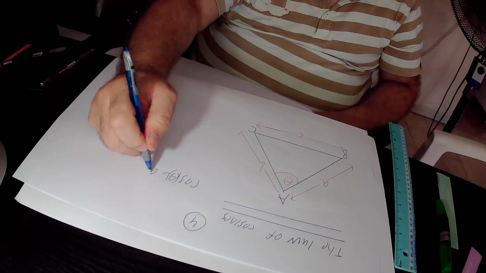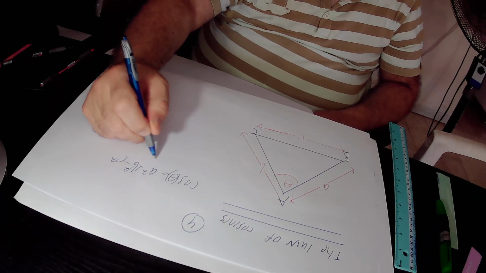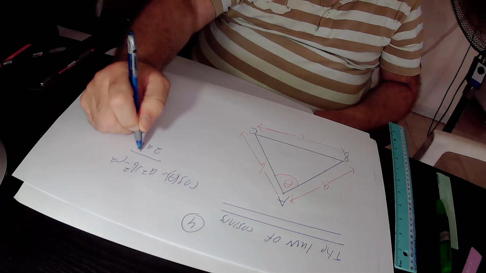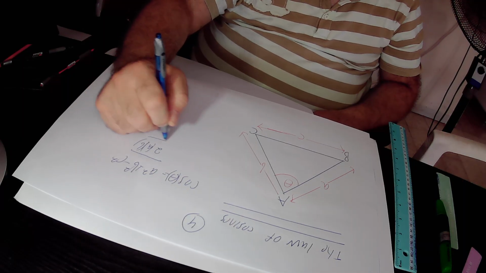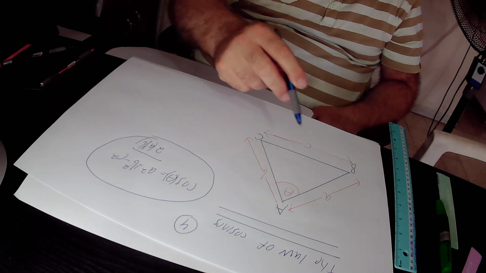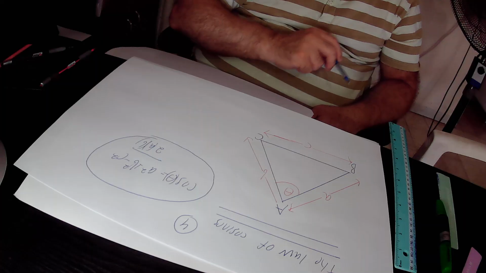In this triangle ABC, the following equation is true: cosine theta equals A squared plus B squared minus C squared over 2 times A times B. Repeat again, in this triangle ABC, the following equation is true: cosine theta equals A squared plus B squared minus C squared over 2 times A times B.